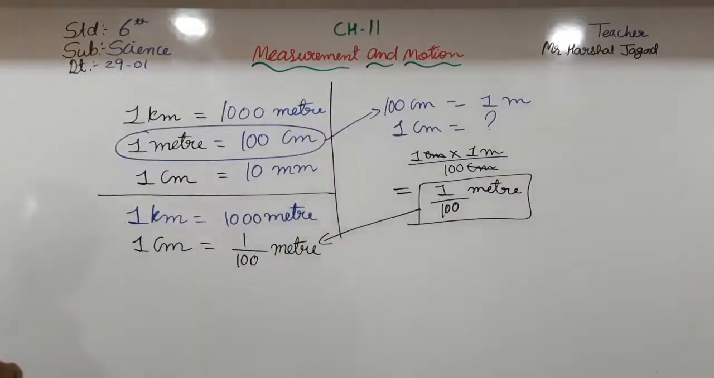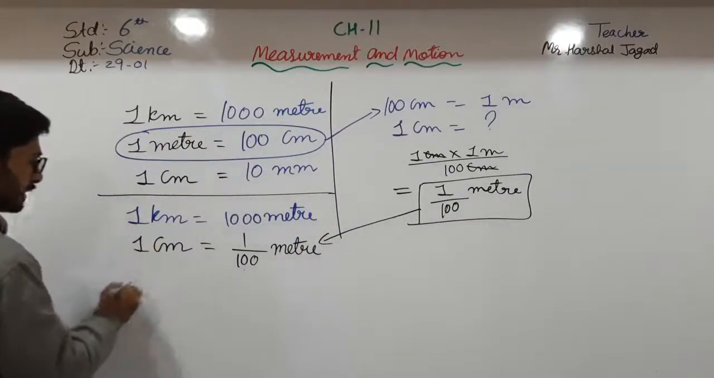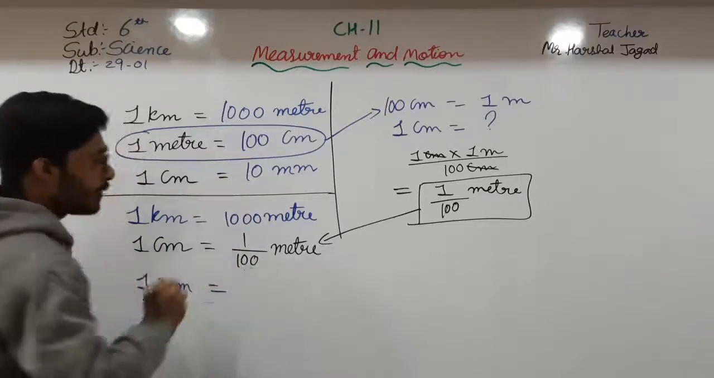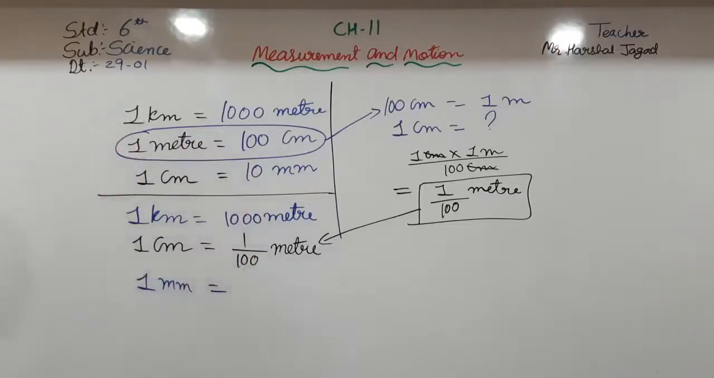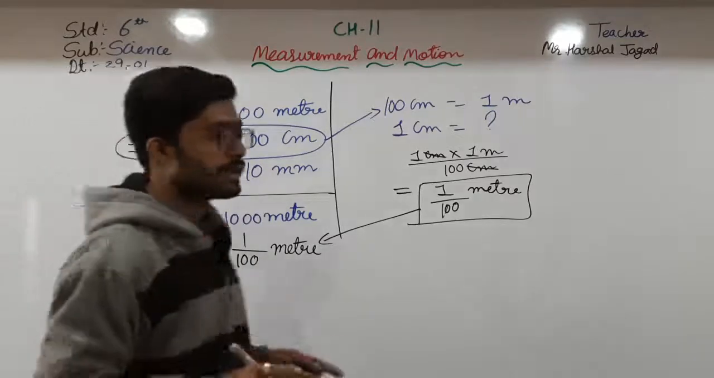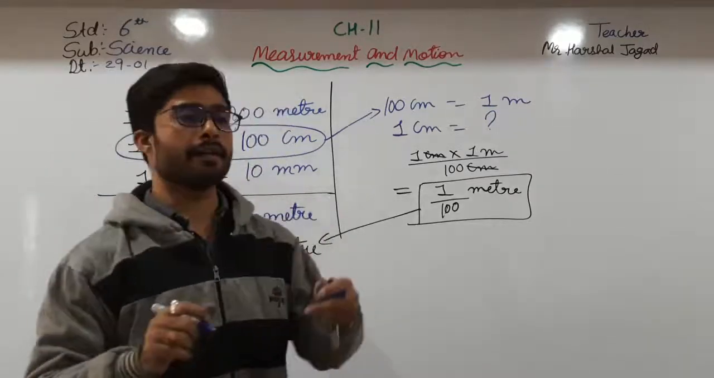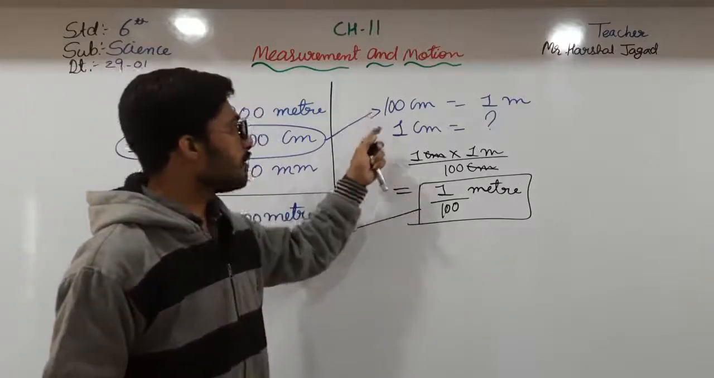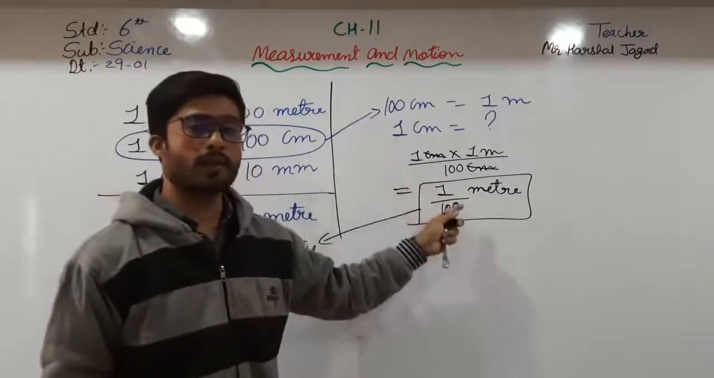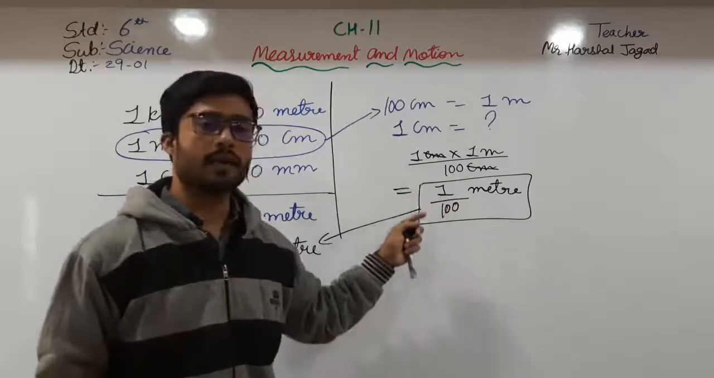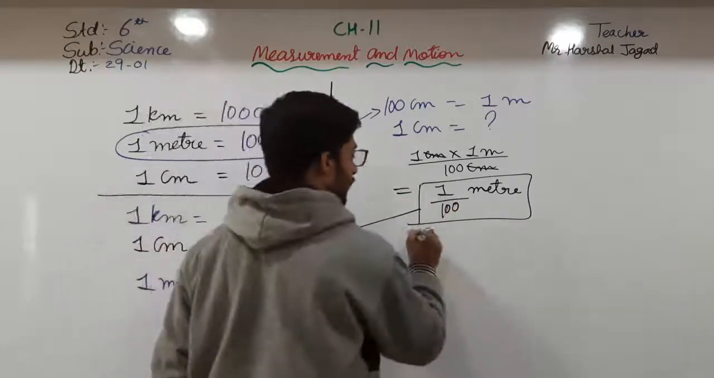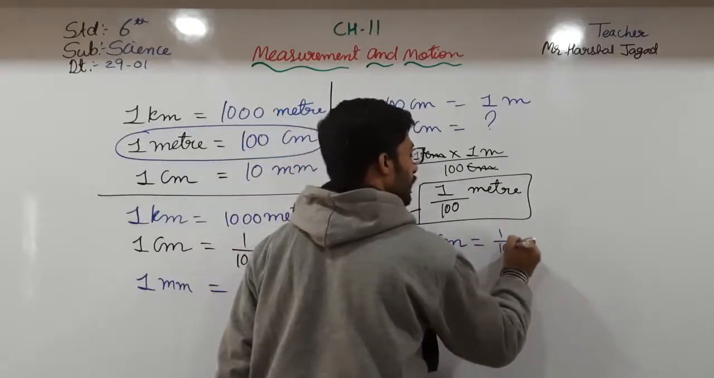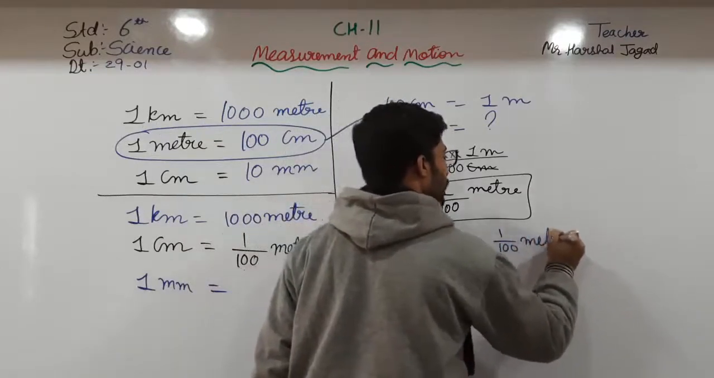Then after, if I just talk, 1 mm is equal to how much meter? Here what we have done, we have converted 1 centimeter is equal to how much meter? That is 1 by 100 meter. I am just writing 1 centimeter is equal to 1 by 100 meter.